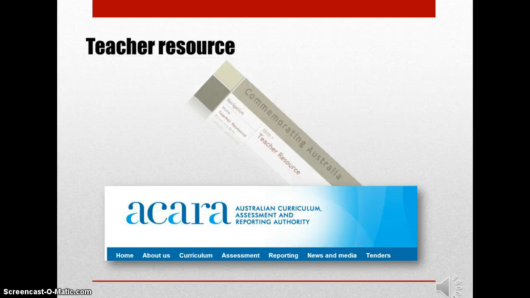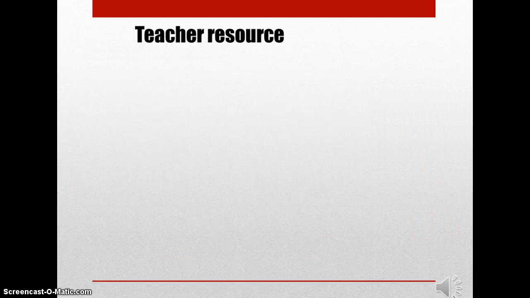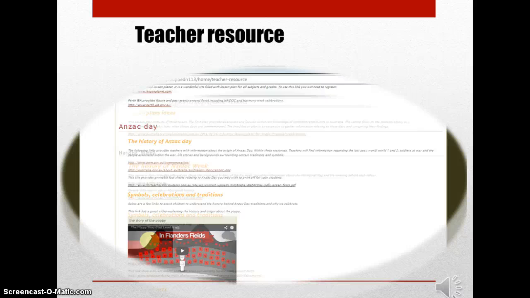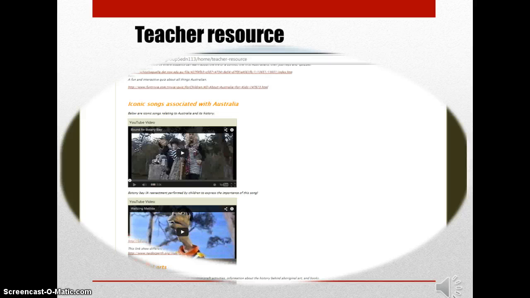Our main curriculum outcome for this task is detailed in the Year 3 Humanities and Social Science framework under History as days and weeks celebrated or commemorated in Australia, including Australia Day, Anzac Day, Harmony Week, National Reconciliation Week, NAIDOC Week and National Sorry Day, and the importance of symbols and emblems. As you explore the page, you will find an abundance of information and resources for each of the commemorative occasions, including Anzac Day, NAIDOC Week, Harmony Day, and Australia Day.